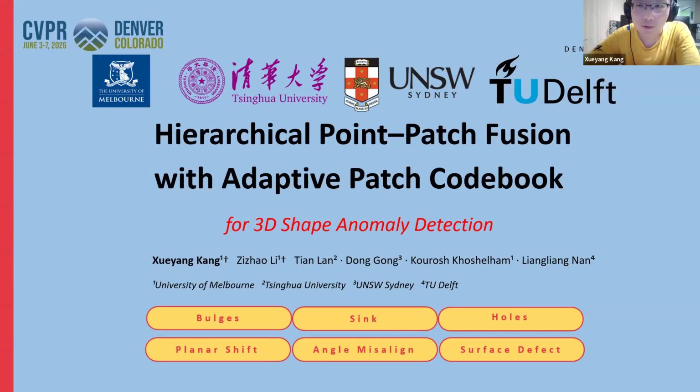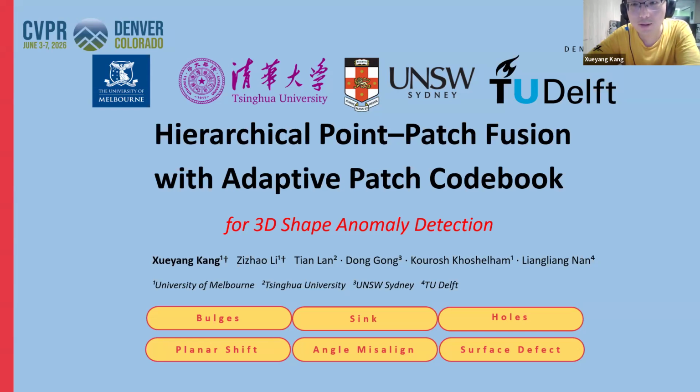Hello everyone, I'm Xueyang Kang, and today I'm presenting our CVPR 2026 paper, Hierarchical Point-Patch Fusion with Adaptive Patch Codebook for 3D Shape Anomaly Detection. This is joint work with collaborators from University of Melbourne, Tsinghua University, New South Wales City, and TU Delft.